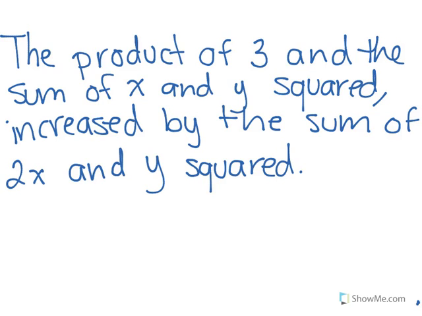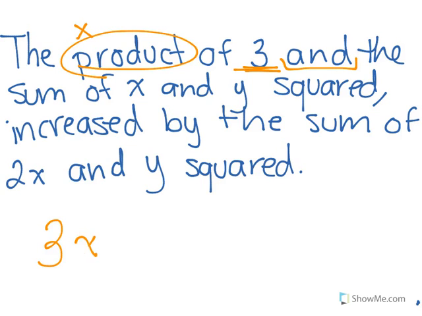The product of 3 and the sum of x and y squared increased by the sum of 2x and y squared. So here we need to write and simplify this expression. First, what I like to do is analyze the sentence and find keywords. So for example, we have the product of 3, so here I know there's a times between 3 and something.